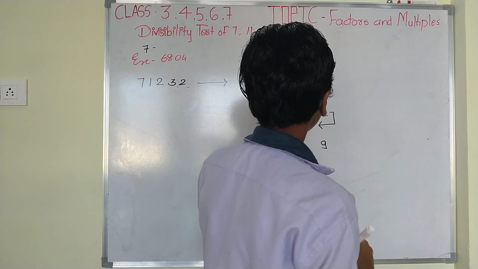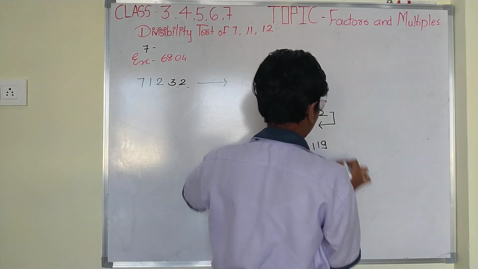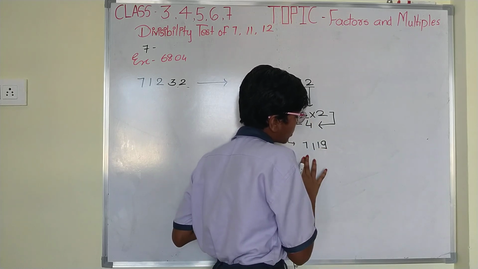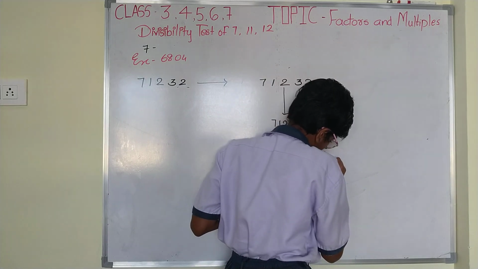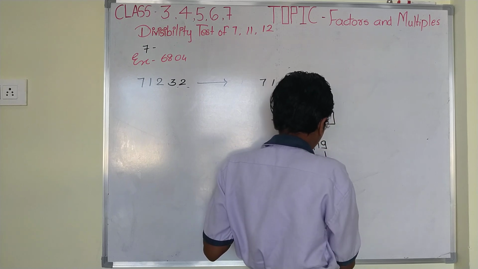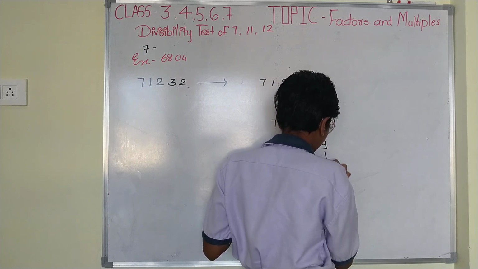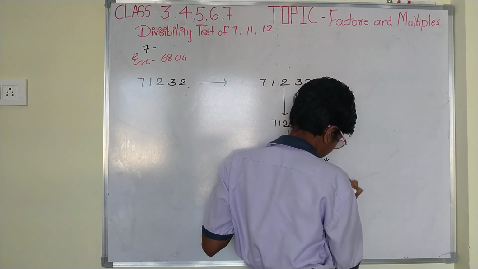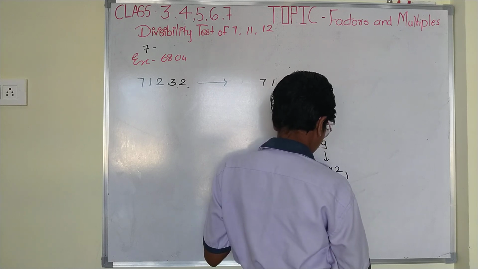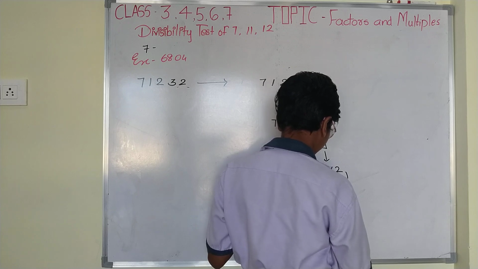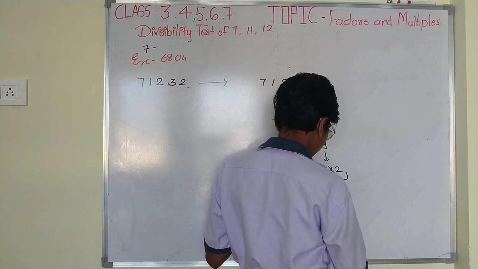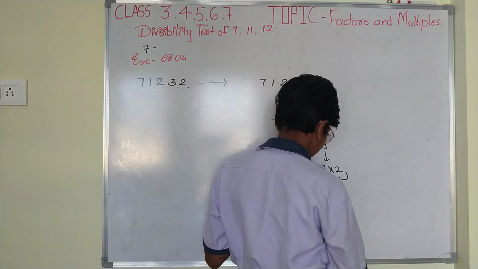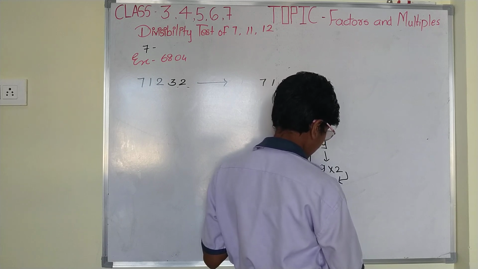Then this became 7, 1, 1, 9, approximately, right? I'll write down this 7, 1, 1 as it is. 9 2s are 18, minus 18. 11 minus 8, 3. So this became a 0. Then 10 minus 1, 9. This became 693. Again the same case.